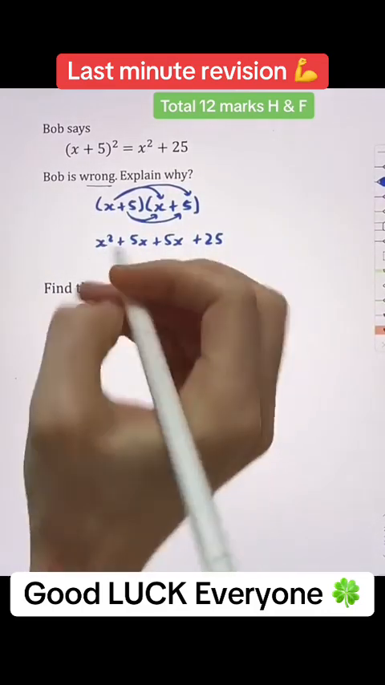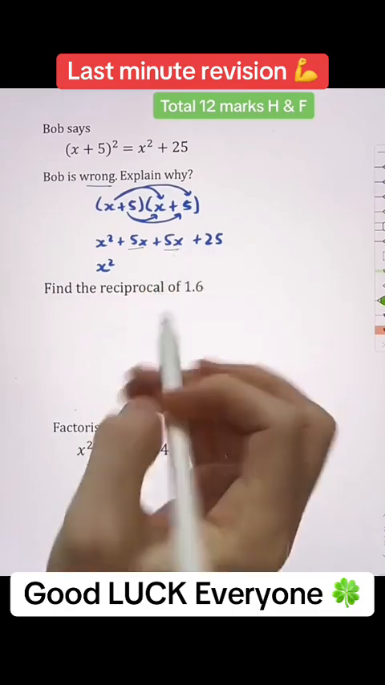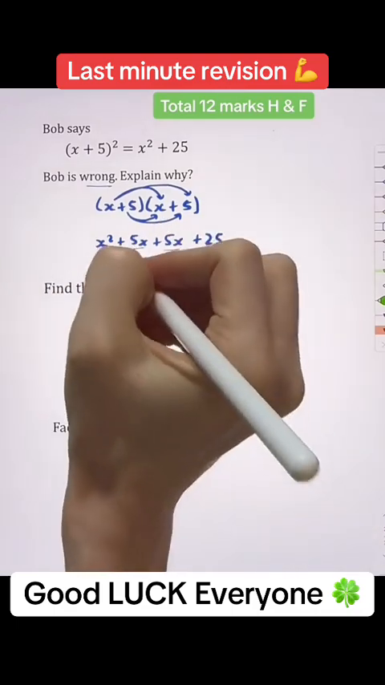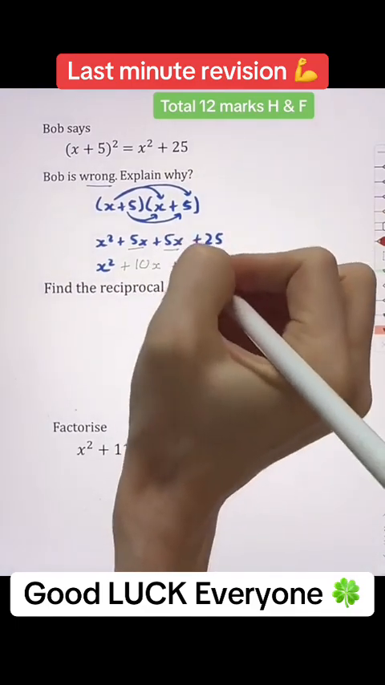Simplify means to collect like terms. I've got x squared, no other term ending in x squared, so write that down. I've got plus 5x plus another 5x. They're like terms as they both end in x. So 5 lots add 5 lots will simplify to give us plus 10x. And I've still got plus 25 on the end.